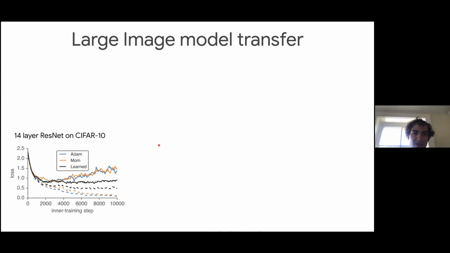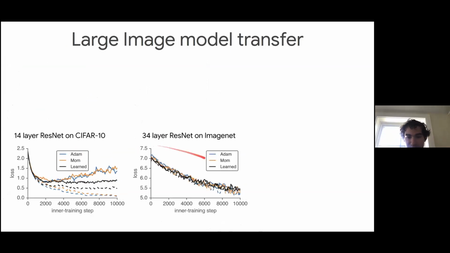We tested this on larger problems now. We can take our learned optimizer and apply it on, say, a 14-layer ResNet trained on CIFAR-10. And we see pretty good performance. We're comparing here to learning rate tuned Adam and learning rate tuned momentum. So we perform about as well as Adam and momentum at the minima. We can do the same thing on ImageNet. And once again, we see we perform about as well. So I wouldn't take these as, oh, our learned optimizer is better or worse, but it performs comparably with what you might do in practice.